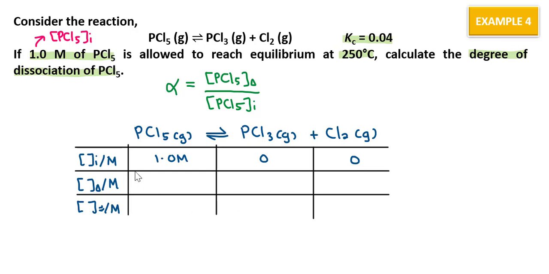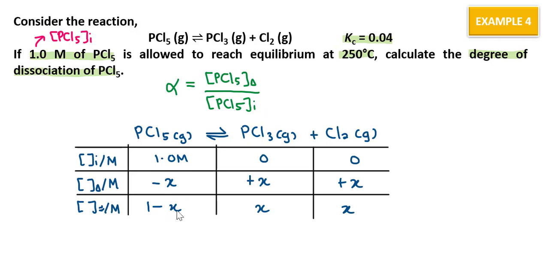And then the change in concentration. Since the product here is 0, the reaction will proceed to the right. So it will increase by x for the products, and decrease by x for the reactant. At equilibrium, the PCl5 is 1 minus x, and for the PCl3 and Cl2 it is x. So we need to find the value of x because we need the change in concentration here to get the degree of dissociation of the PCl5.